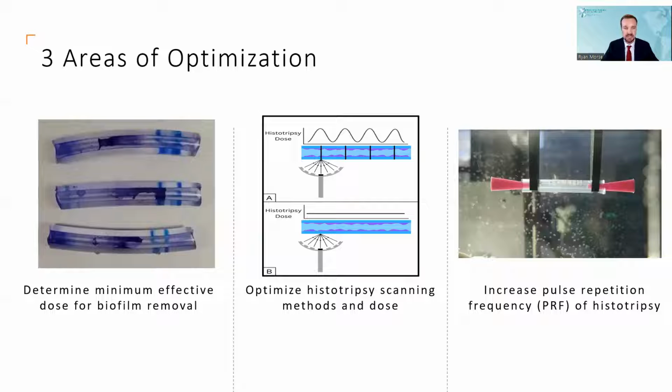Next, we wanted to look at increasing the pulse repetition frequency of histotripsy. This would functionally allow us to apply more histotripsy pulses per second along the length of the catheter, thereby improving application speeds.